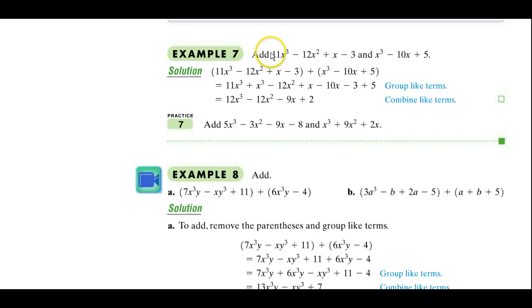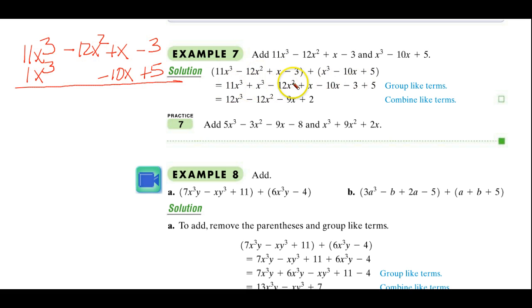Now, the textbook features a horizontal approach. In a sense, you're putting things in parentheses, taking them out, but again, lining them up horizontally. You could do that, too. But I still like the method that I showed, where you put 11x cubed going down, there's another x cubed, 1x cubed, then you have a negative 12x squared, and there is no x squared, but then we have an x, and here we have a negative 10x, here we have a negative 3, and there's a positive 5. So I like lining them up vertically, but you can do it horizontally as well.